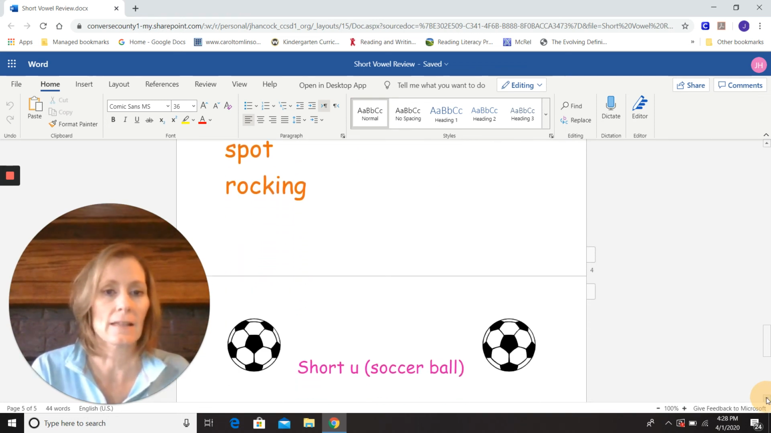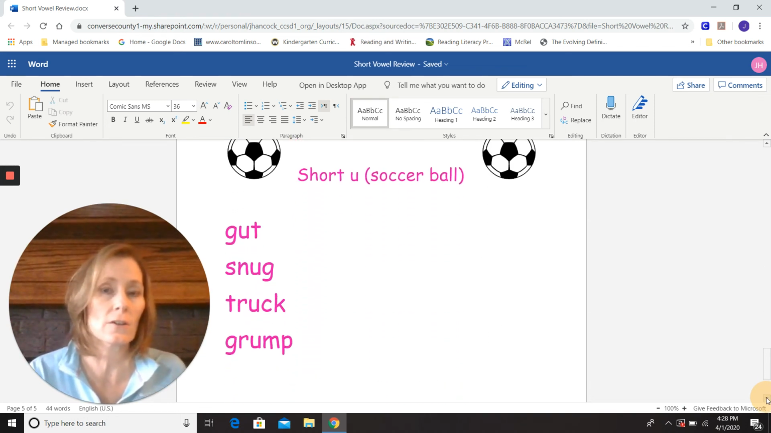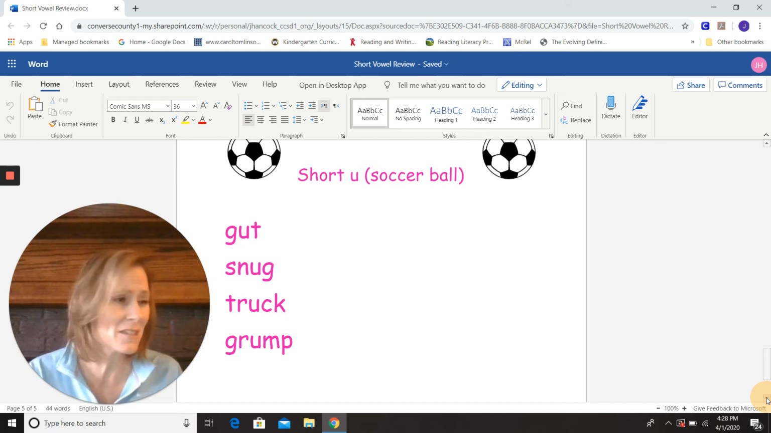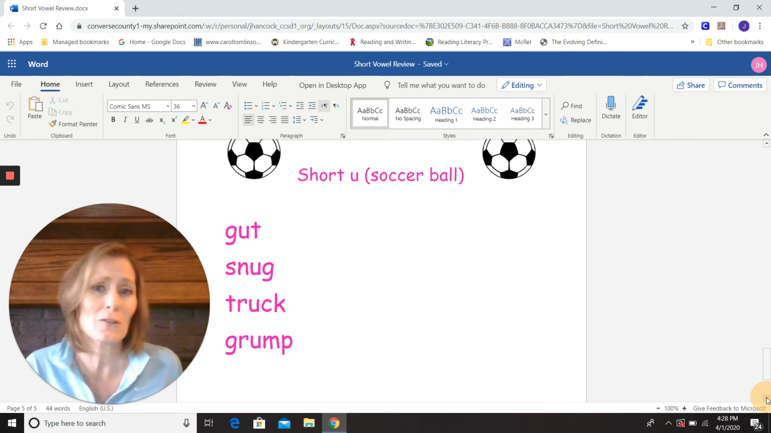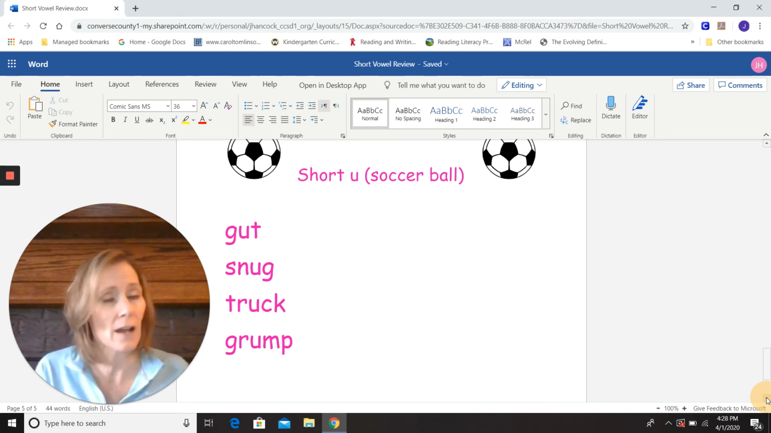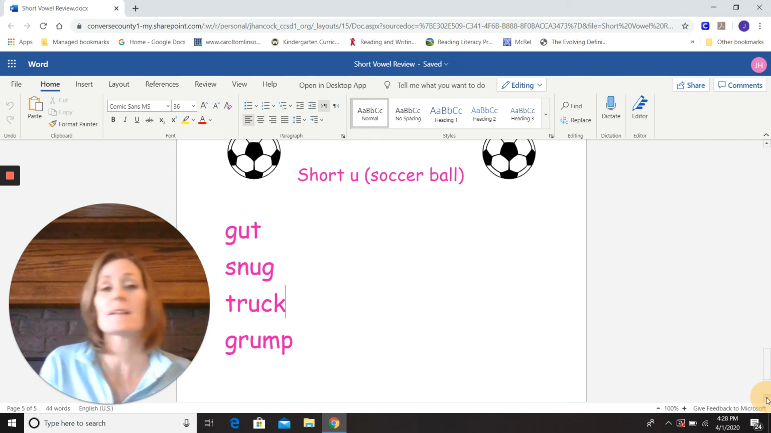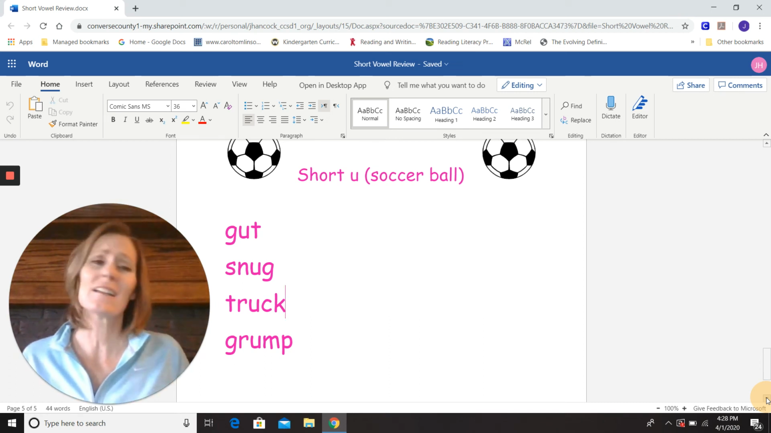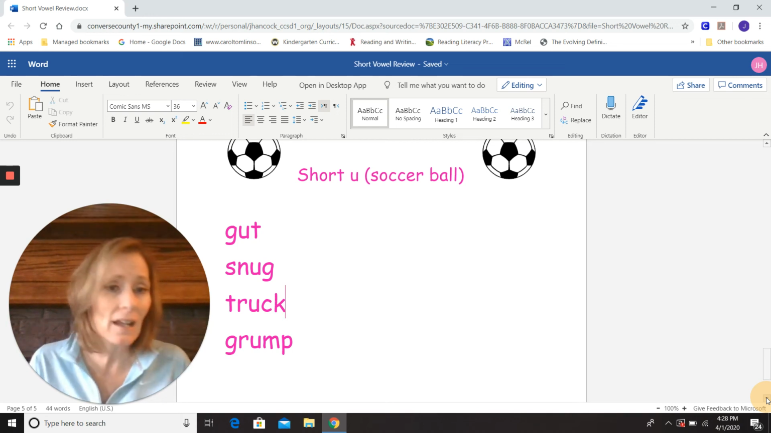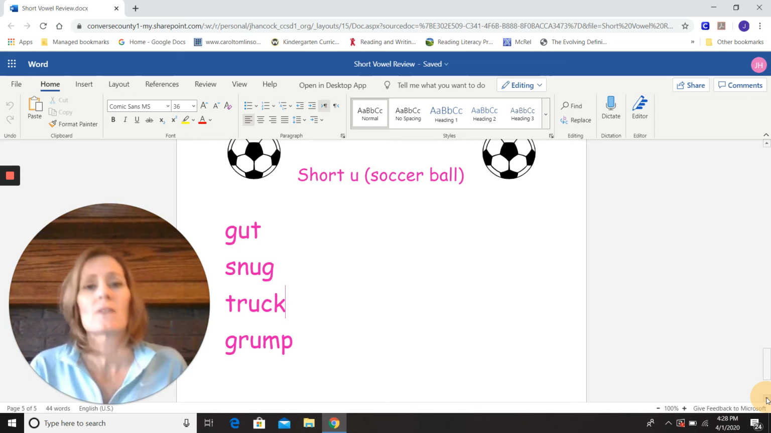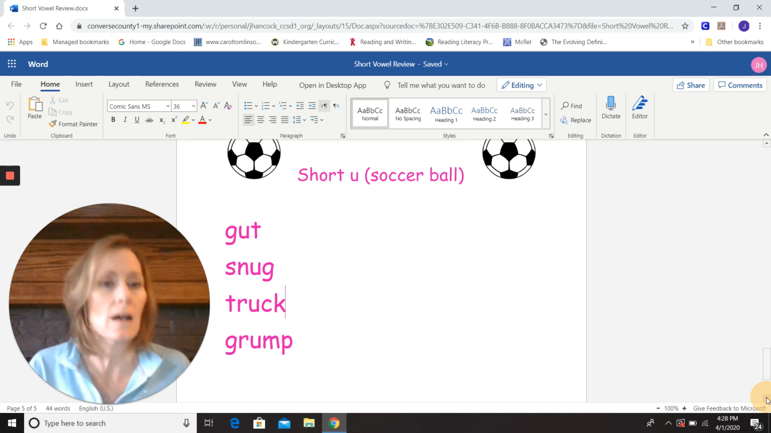All right, last but not least, short U, the soccer ball letter. And you might be saying, Mrs. Hancock, why do you call short U the soccer ball letter? Well, imagine you're out on the playground and you're playing soccer. And if that soccer ball hits you right in the tummy and knocks the wind out of you, you're going to say, ugh. So that's the soccer ball letter, ugh.